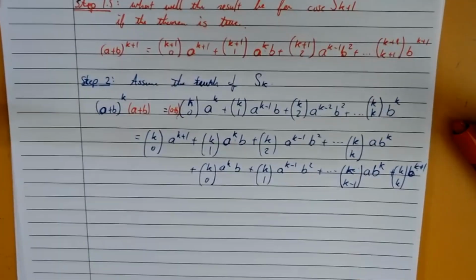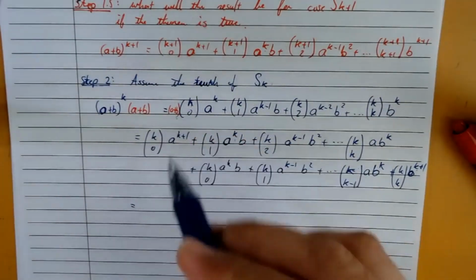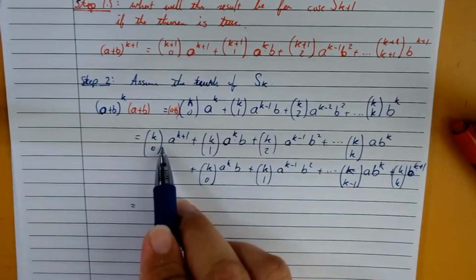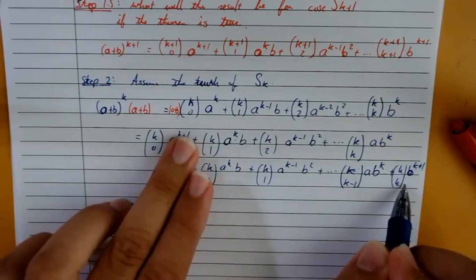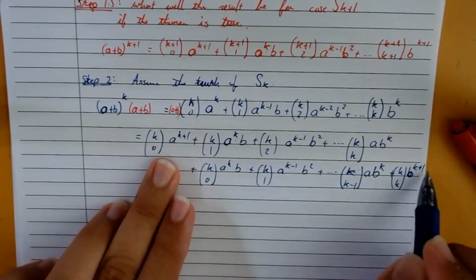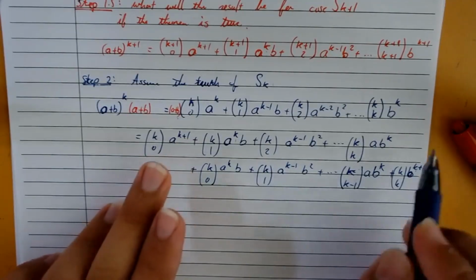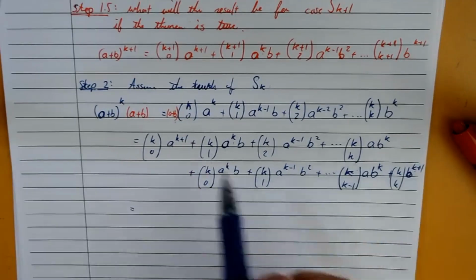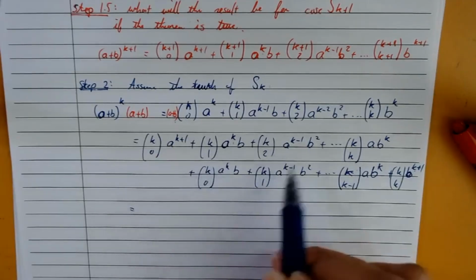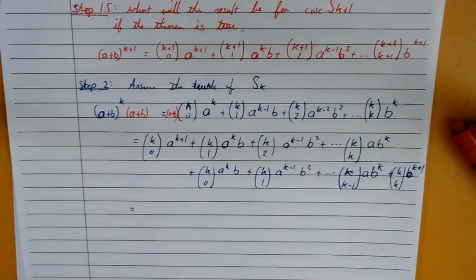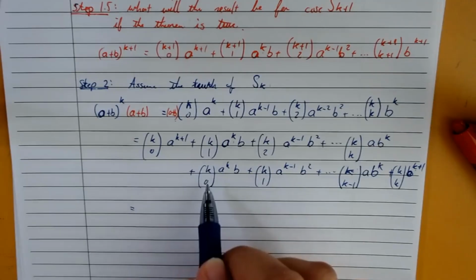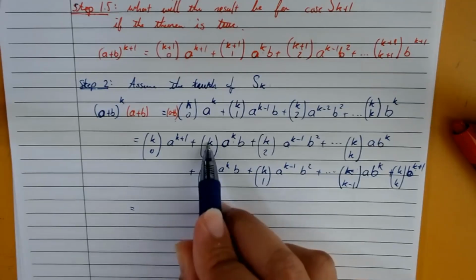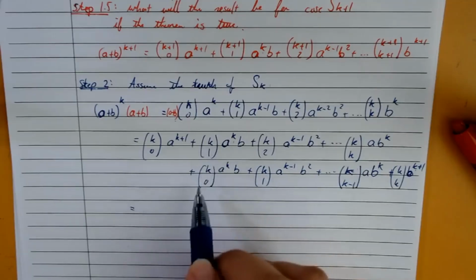Okay. All right, so now we can add those. Okay, well, this one's going to stay the way it is. And this is going to stay the way it is because there's no like terms to these. This is a to the power k plus 1. Nothing else has that. And this is b to the power k plus 1, and nothing else has that. So they're going to stay the way they are. But now these need to add, and these need to add, and these need to add. Okay, well, how do you do that? How do you add when you have k choose something and k choose something else? How do you add those?